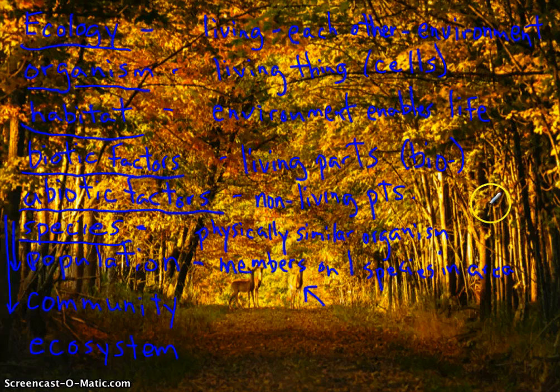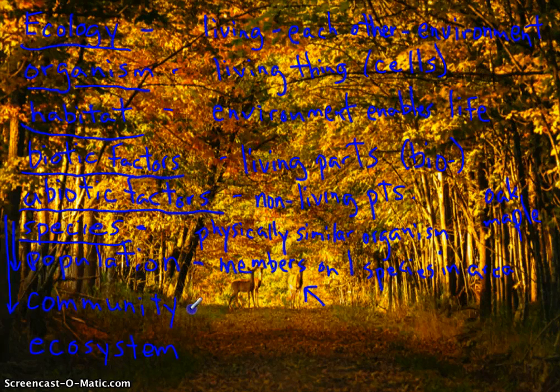Same thing with trees here. The trees are living things. We're not talking about all the trees. We're talking about one species of tree, like an oak tree, or a maple tree, or a cedar tree. The population of cedar trees in that area would make up all the cedar trees in this vicinity here.